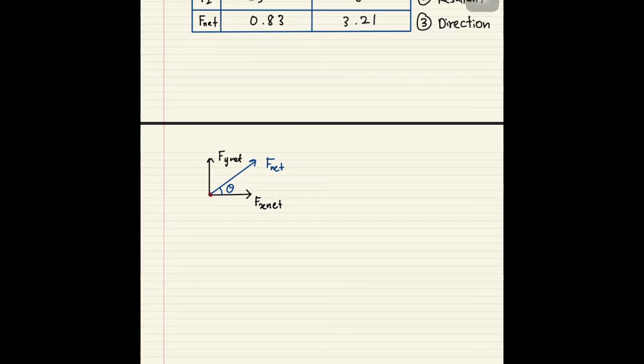Okay, anyway, we find the resultant first. So this one really looks like a Pythagoras, so you have to find the magnitude using f net, which is equals to square root of fx net square plus fy net square. That will be 0.83. So if you have a negative sign, you can substitute there. It doesn't matter because we take the square anyway. Don't forget the square root.